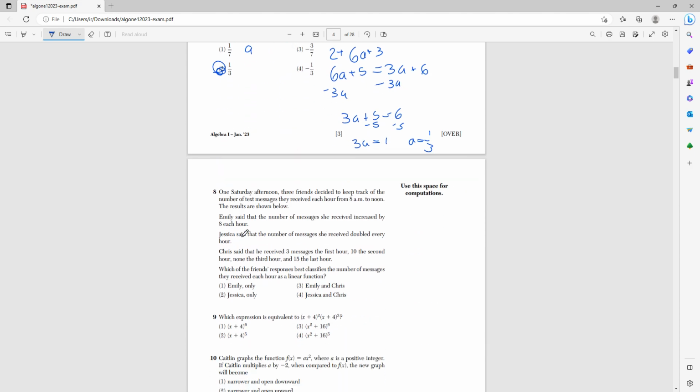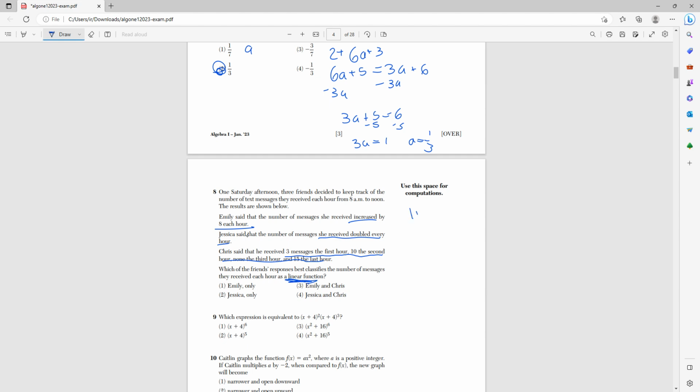Moving on to number 8. It tells us, one Saturday afternoon, 3 friends decided to keep track of the number of text messages they received each hour from 8 a.m. to noon. The results are shown below. Emily said that the number of messages she received increased by 8 each hour. Jessica said that the number of messages she received doubled each hour. Chris said that he received 3 messages the first hour, 10 the second, and on the third, 15 the last. Which of the friends' responses classifies the number of messages they received as a linear function?